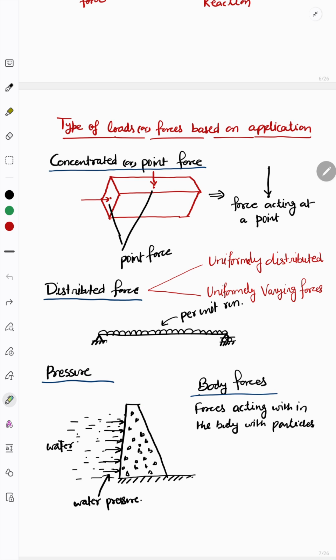Then pressure, for which you can take the example of a dam. While we are storing water in the reservoir, the dam bears the pressure from the side where water is stored. So at the bottom maximum pressure will act, and you can draw it like this. This is maximum pressure, and at the top minimum pressure.